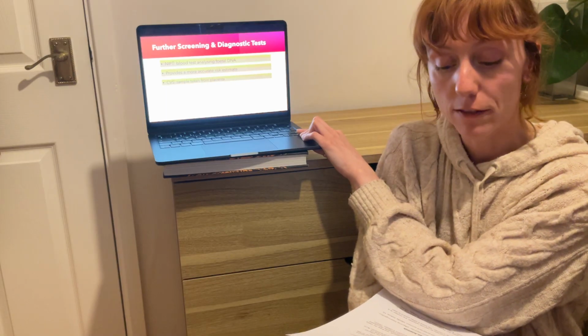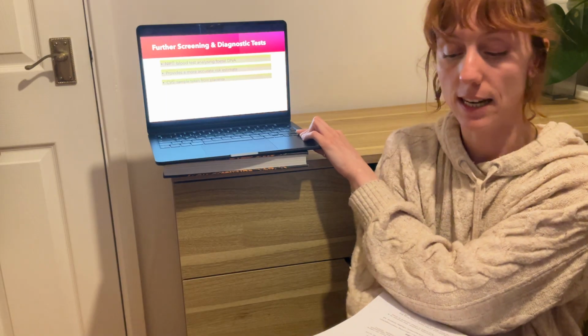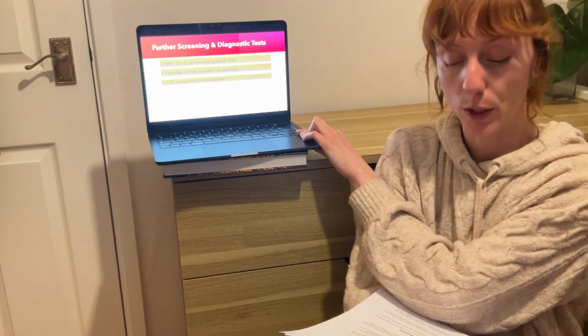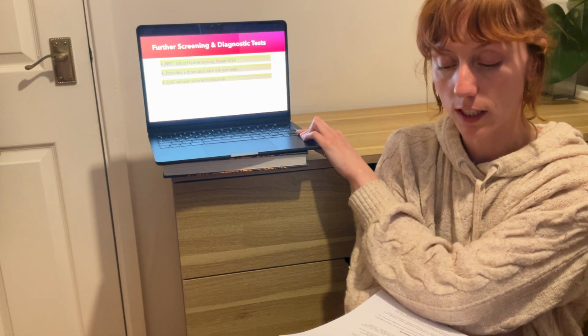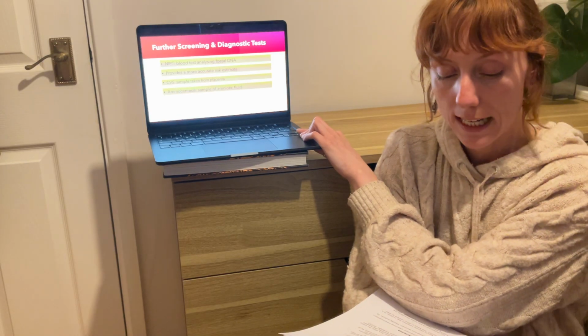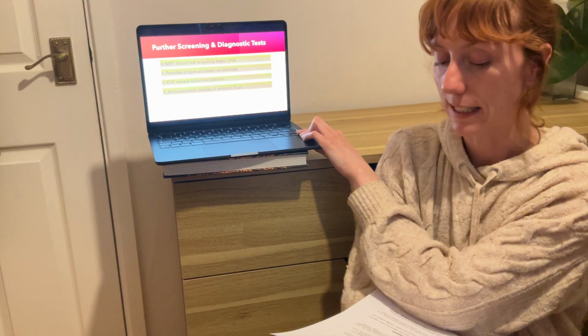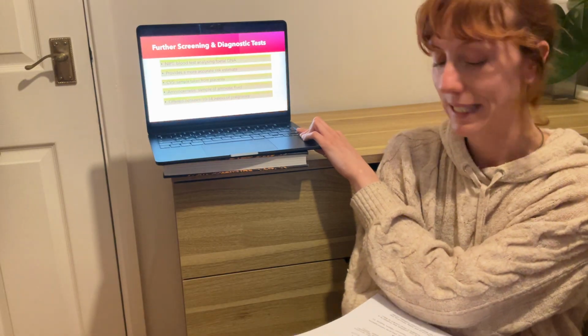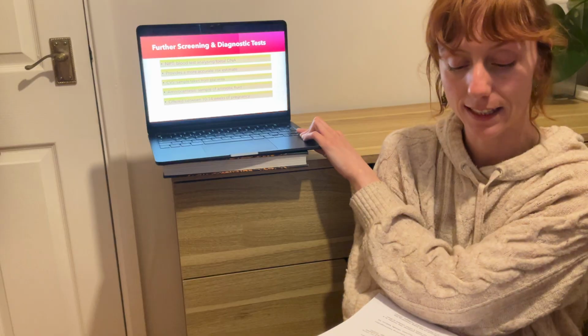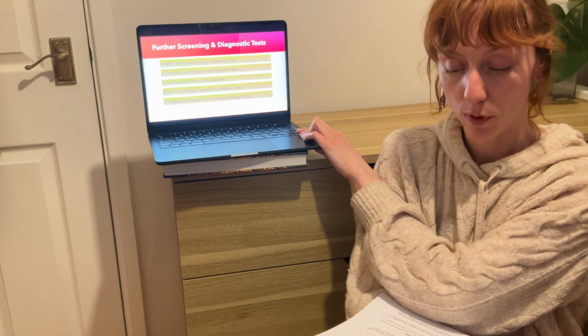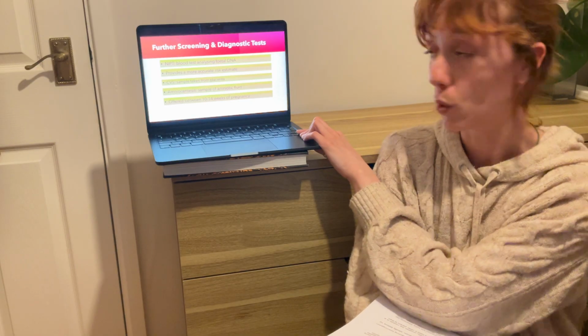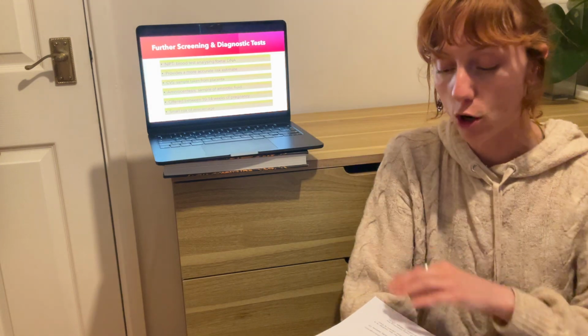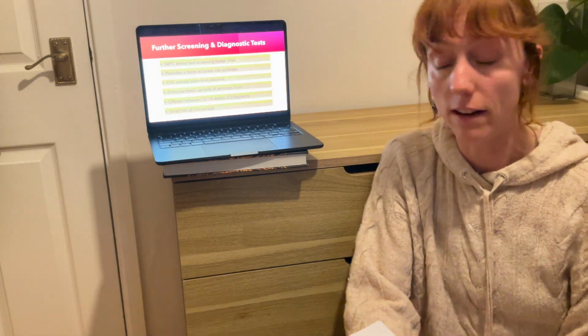If a more definitive answer is needed, diagnostic tests may be offered. These include chronic villus sampling, where a small sample of placenta is taken, and amniocentesis, where a sample of amniotic fluid is collected. These tests can confirm whether a condition is present, but they do carry a small risk of miscarriage, so they are optional and carefully discussed with parents.